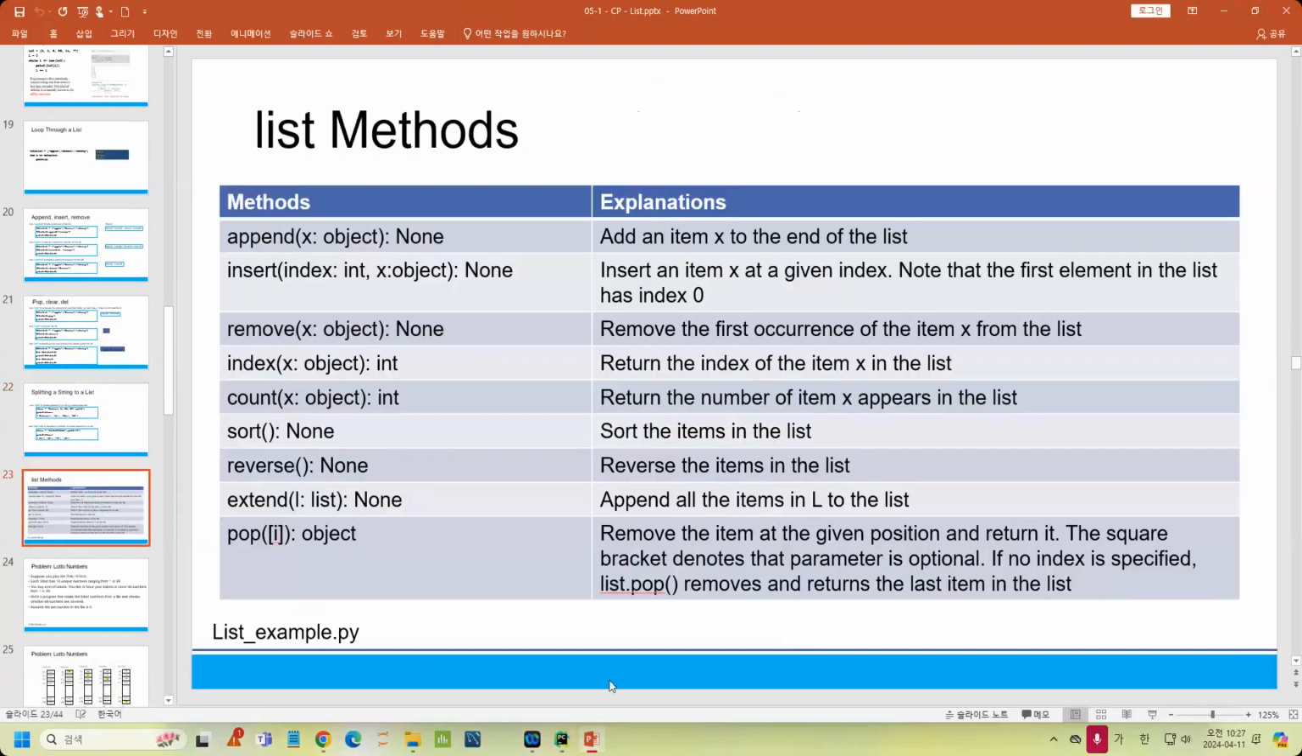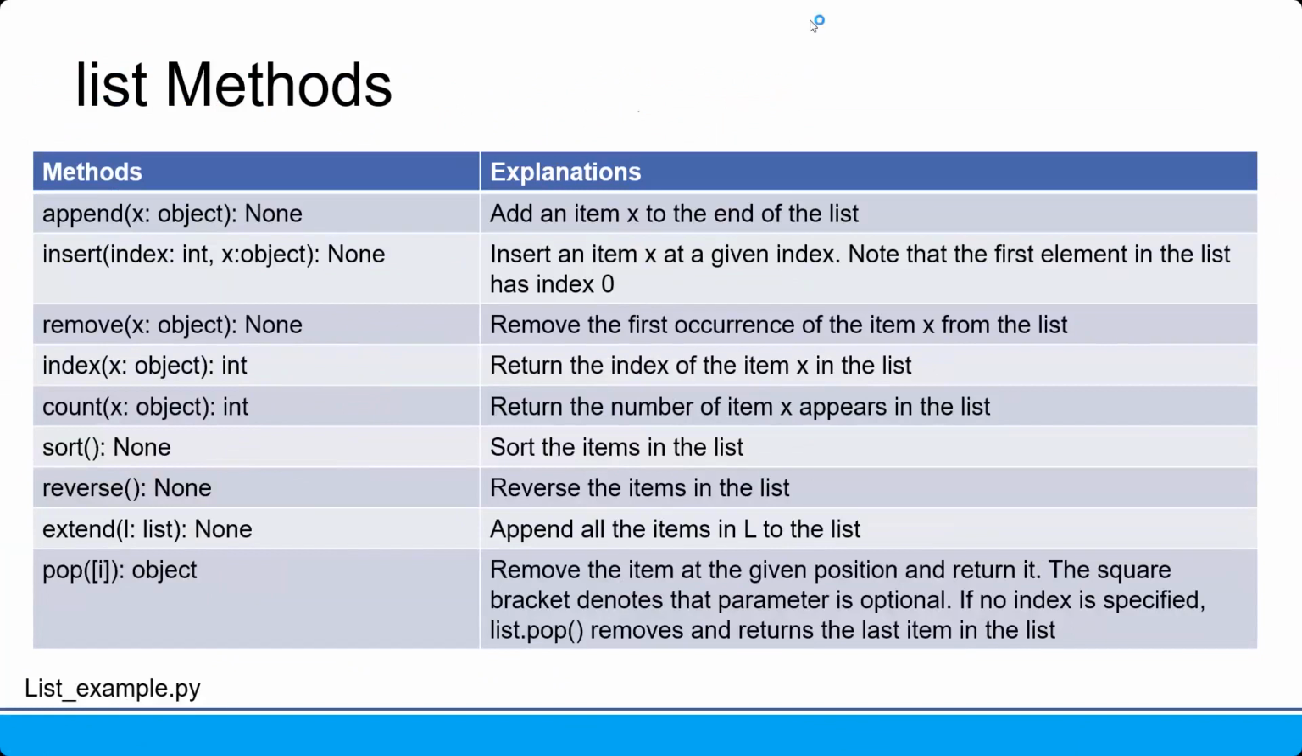Okay, so this is the summary. We learned about append. What is append? We need to have one object. It means we want to add an item X to the end of the list.